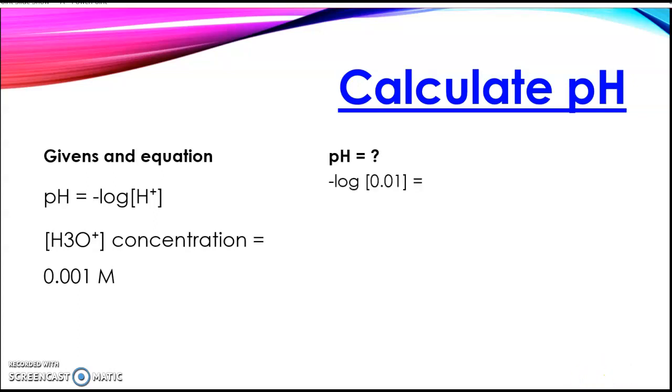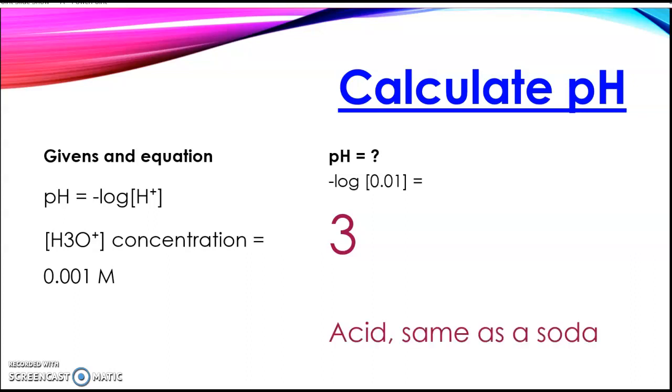What we do is we do negative log 0.01. We get an answer of 3. Practice that on your calculator and see if you get the same thing. Negative log 0.01. And that makes sense, right? So we know that a pH of 3 means something is acidic. If we were to look at our pH scale and examples, a pH of 3 would be something like soda.